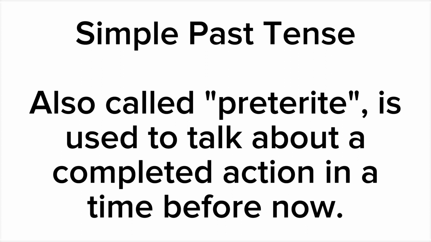Simple past tense, also called preterite, is used to talk about a completed action in a time before now. The simple past is the basic form of past tense in English. The time of the action can be in the recent past or the distant past, and action duration is not important.